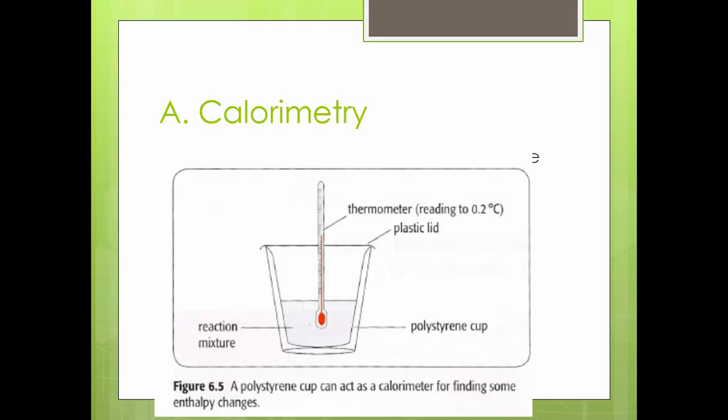Basically, a poor man's calorimeter is a coffee cup or a styrofoam cup, lid and thermometer. It's insulated, not the best insulation, but it gets the job done for a quick experiment.